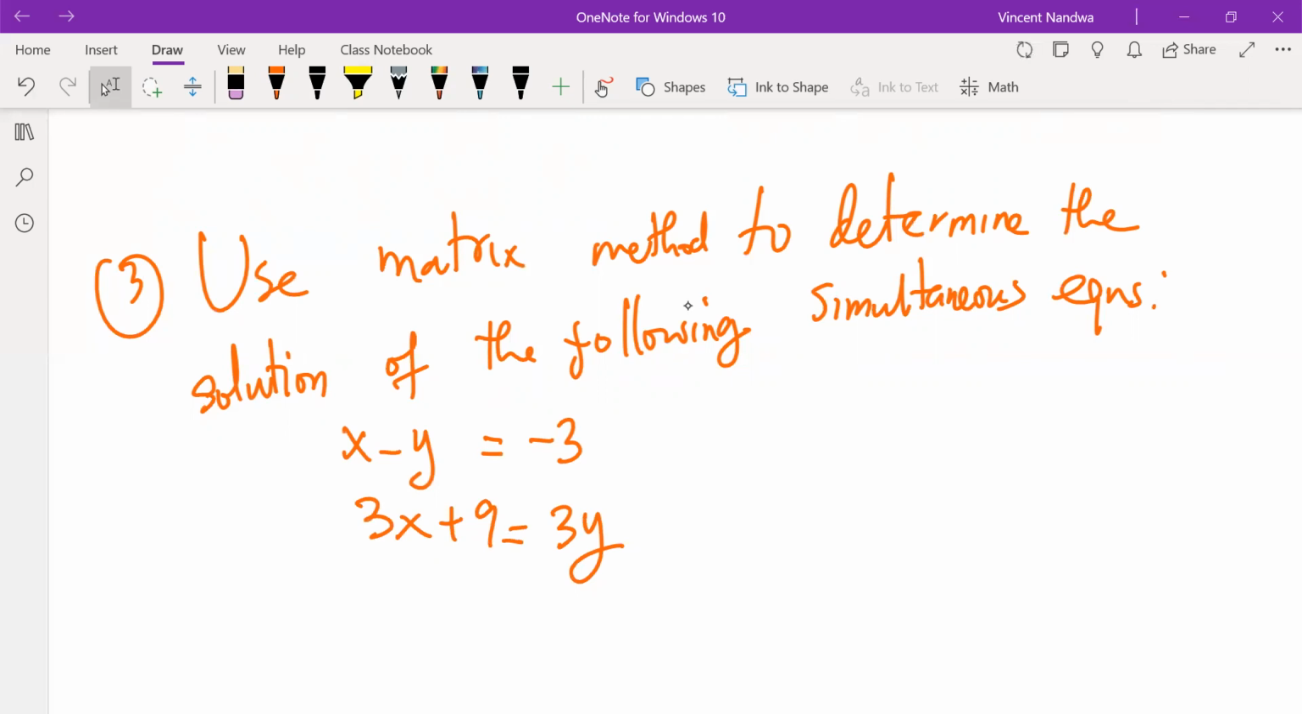Now, the first thing that you have to do is to rearrange the equations such that the same unknown variables are on the same side and in line. And then next, put constants on the right-hand side. So here we have x minus y equals minus 3, 3x minus 3y equals minus 9.